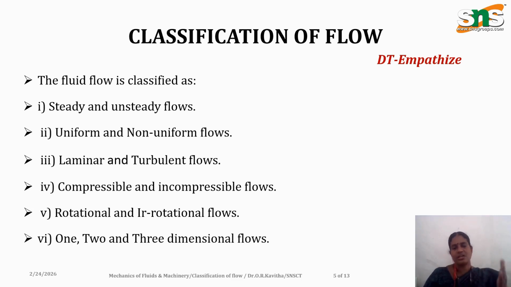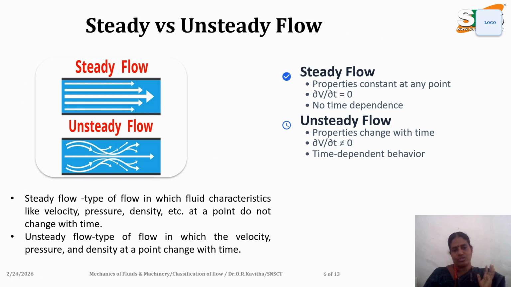Now we will see the classifications. The classifications are steady, unsteady, uniform, non-uniform, laminar, turbulent, compressible, incompressible, rotational, irrotational, and 1D, 2D, 3D flows. First we will see steady flow. You can see how the flows occur in steady flow and unsteady flow. If I am finding properties like velocity, pressure, density at equal intervals of time, and they are not changing with time, we call that flow a steady flow.